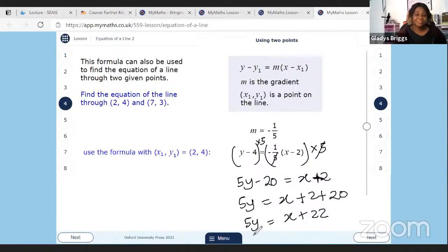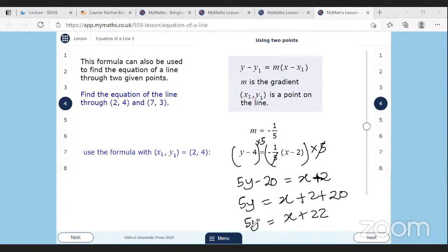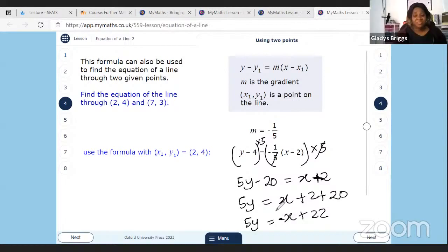Miss, is it negative x or positive x? You're probably right. It's negative x.